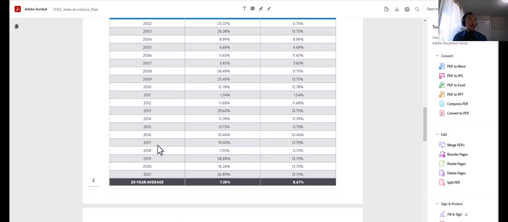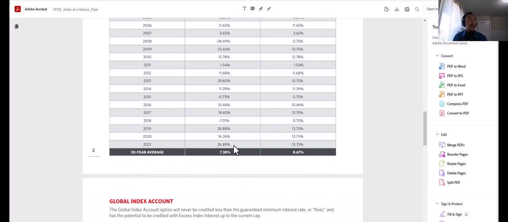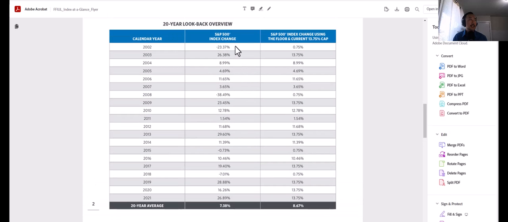And then if you just scroll down to the bottom, this is the 20-year average of these rates. This is just the 20-year average without the floor and cap. These rates are without floor and cap. This one is with a floor and cap, and as you can see, the floor and cap yields a higher average. Okay, but let's see what it looks like when we actually input these numbers into an Excel sheet and see how it affects the growth of my money.